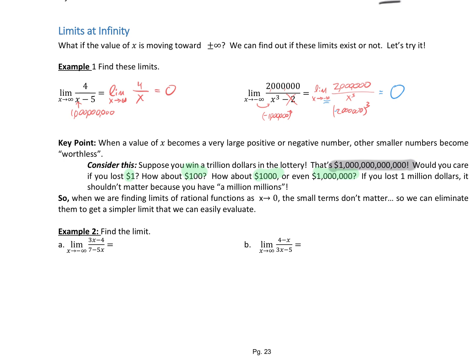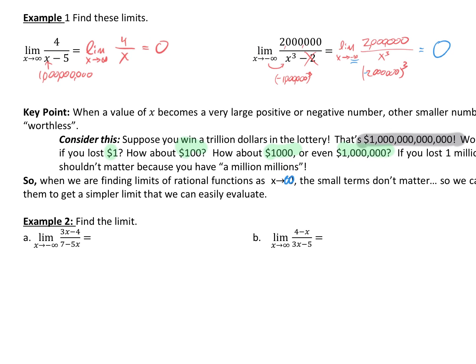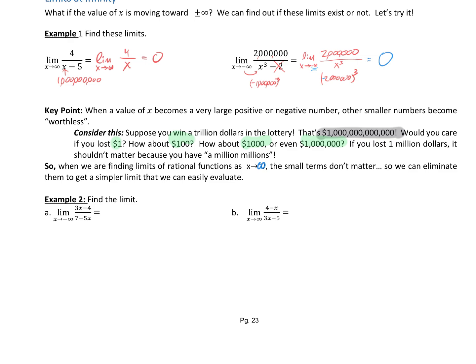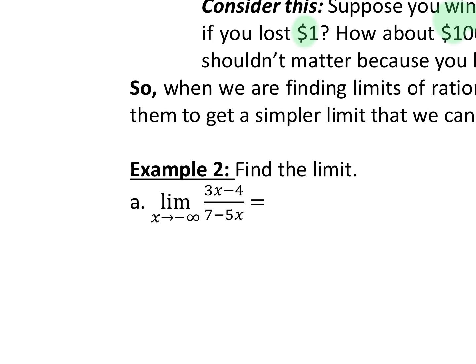So the moral of the story is this: when we're finding limits, and as x goes to, not zero actually, as x goes to infinity, that's what we care about, the small terms don't really matter. So we can eliminate them and get a simpler limit. So if we have this limit here, where x is going to, let's say, negative infinity, the number is getting very large in absolute value, but it's getting very negative.